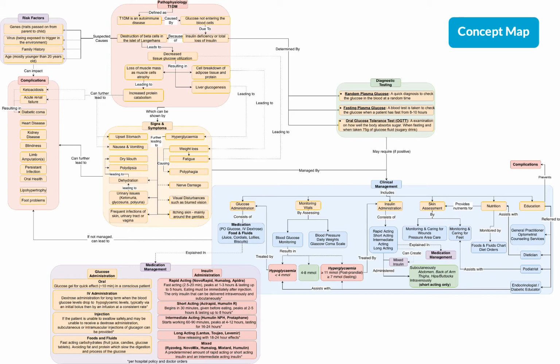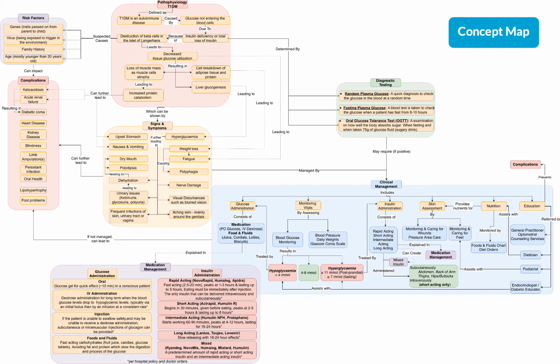And so this specific step can then further lead into more complications, such as ketoacidosis, acute renal failure, and both of those can then result in diabetic coma. And so there's a lot of other complications that can result from type 1 diabetes, but I'm going to go back to this later. So this pathophysiology area then breaks down into some of the signs and symptoms.